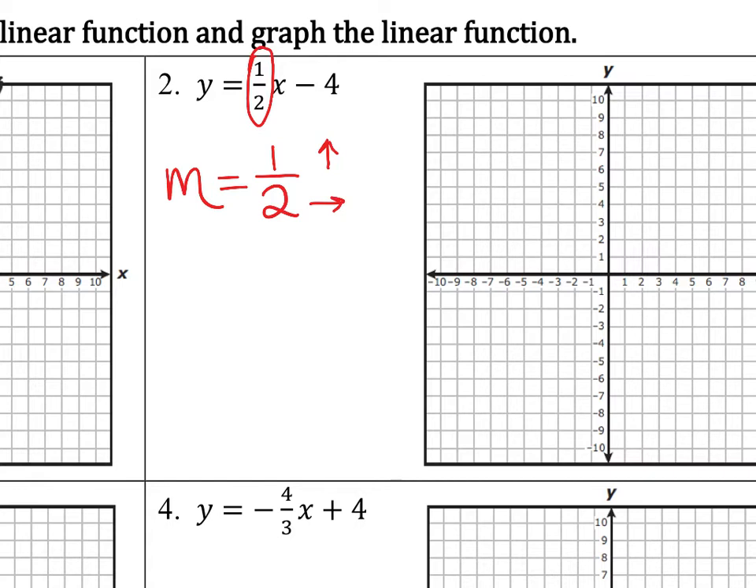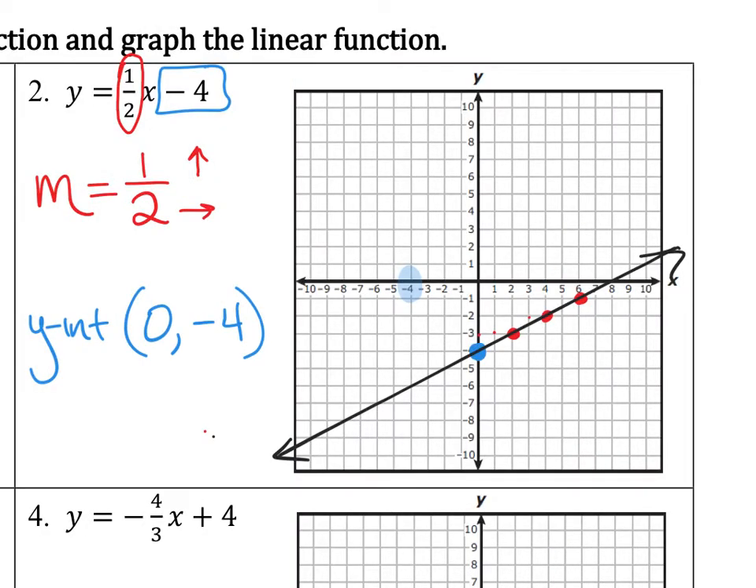Kai, what am I going to box? Negative 4. Making sure I include that negative because that helps me remember that my y-intercept is 0, comma, negative 4. At this point, you have all of the information that you need to be able to graph this function. So go ahead and do it.